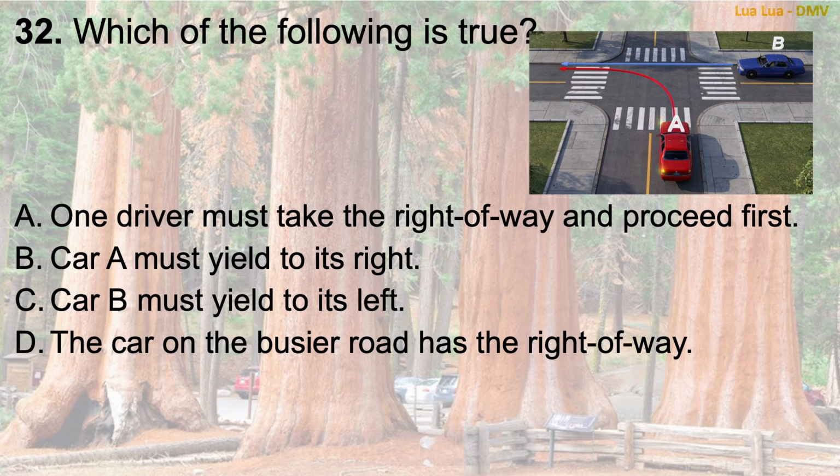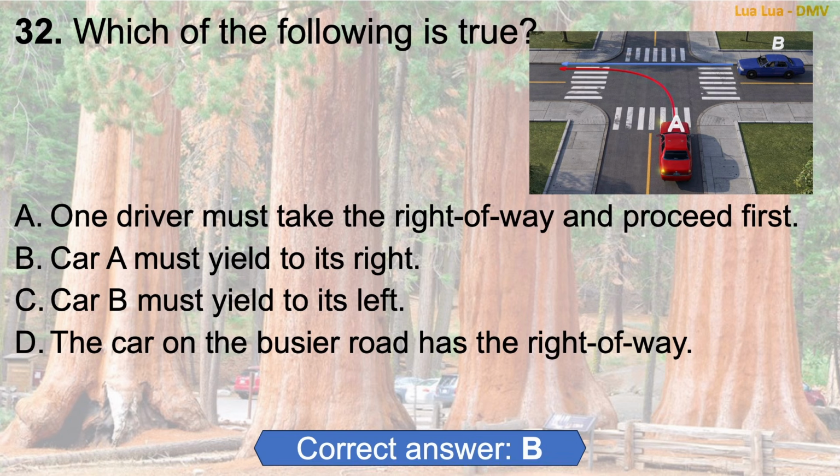Question 32. Which of the following is true? A. One driver must take the right-of-way and proceed first. B. Car A must yield to its right. C. Car B must yield to its left. D. The car on the busier road has the right-of-way. The correct answer is B. Car A must yield to its right.